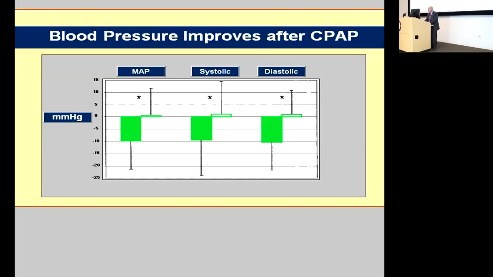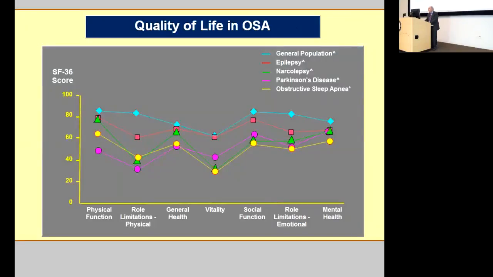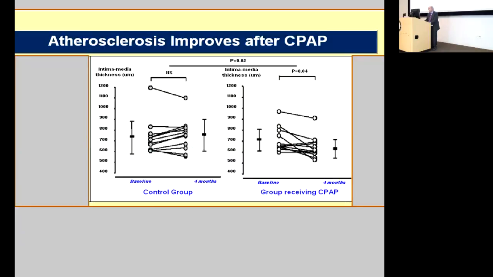Blood pressure improves after CPAP. Sleepiness gets better. Quality of life, there's SF-36 scales, and you can see that the quality of life for a sleep apnea patient is approaching normal, the general population being normal. One thing that bothers me about this graph is the general population seems to be getting worse as you look at it. So anyway, here's atherosclerosis after CPAP. They did that with intimal thickening using ultrasound. Okay, so there's definite benefit.